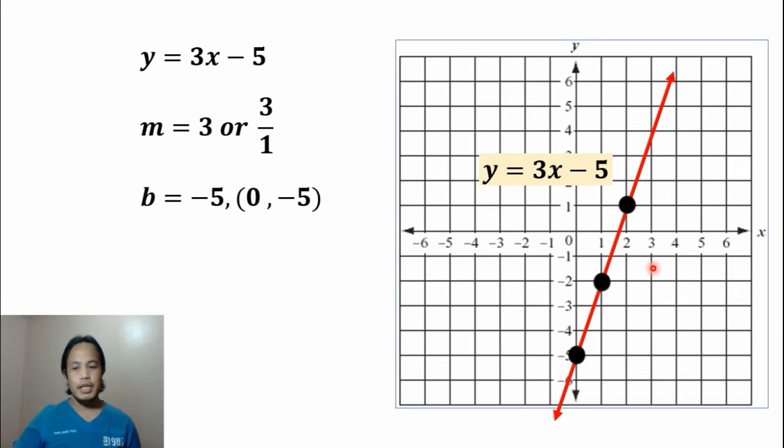Okay, let's proceed to our next example. For example, you are to plot the graph of the equation 2x plus 3y equals 6. Now, as you can see, the equation is in the general form. 2x plus 3y equals 6. So what we need to do is change this general form to slope-intercept form, which is y equals mx plus b, for us to determine the value of the slope and the value of the y-intercept.